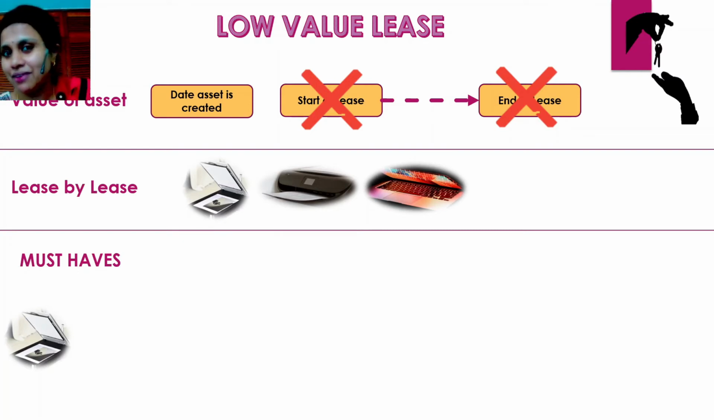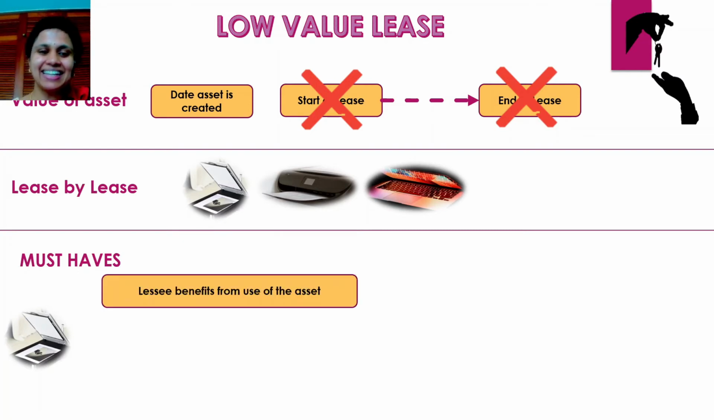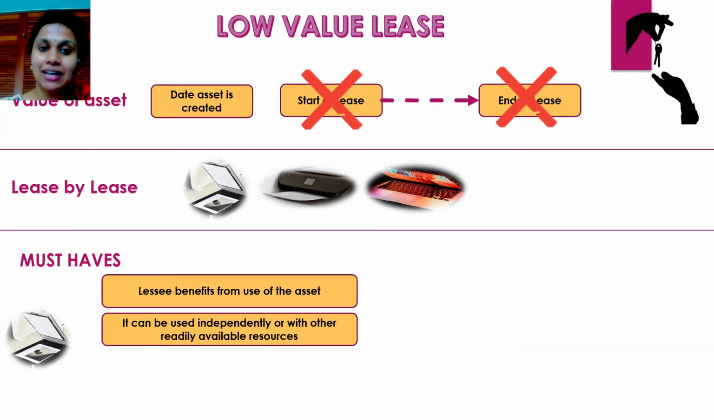One, of course, the value should be low. The second is that the lessee should benefit from the use of this asset. Third, the lessee should be able to use this asset independently or with other assets that are easily available to him. For example, a printer. Now, a printer really cannot be used independently, but if you have a laptop that is readily available to you, you can connect it to the printer and then use the printer.